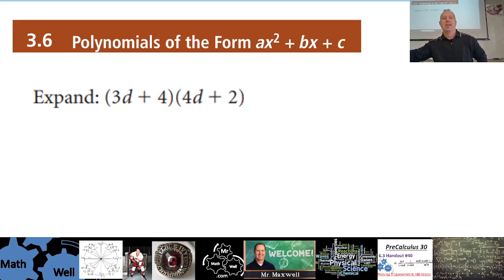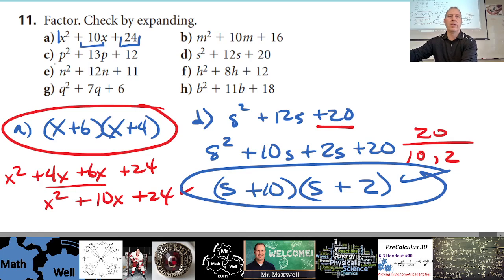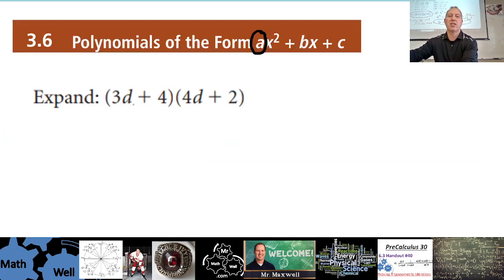All right. So 3.6. Now we're talking about polynomials in the form of this, ax squared plus bx plus c. The polynomials we studied in 3.5 were kind of the same, but a was always equal to 1. Remember that? There was always a 1 in front. Look at these ones. They're all 1s here. So today, we're going to talk about polynomials that have something other than a 1 there. Like a 2, or a 4, or a -5, heaven forbid.